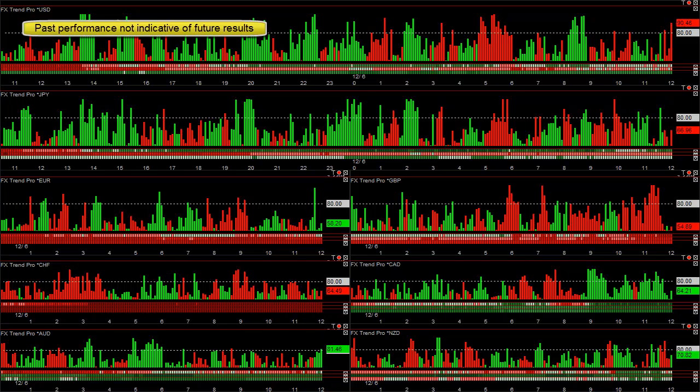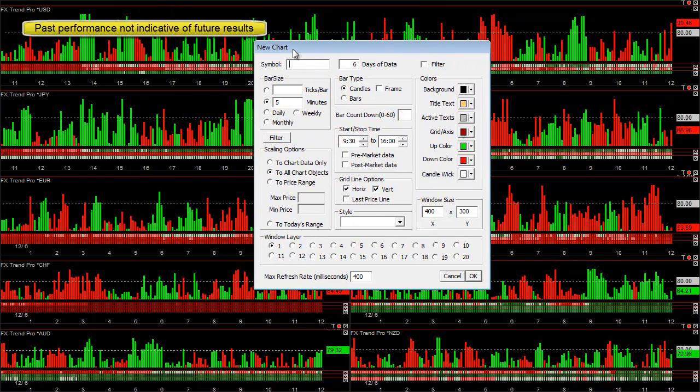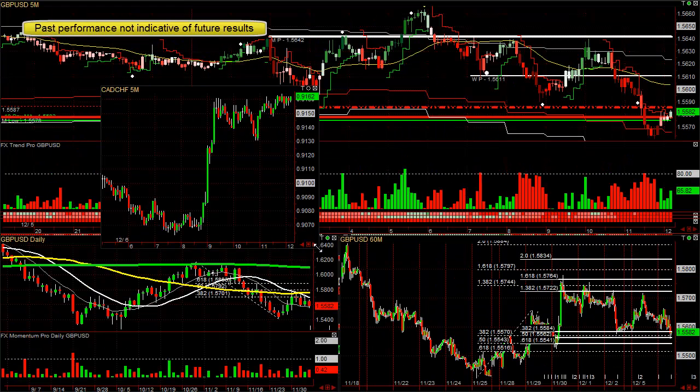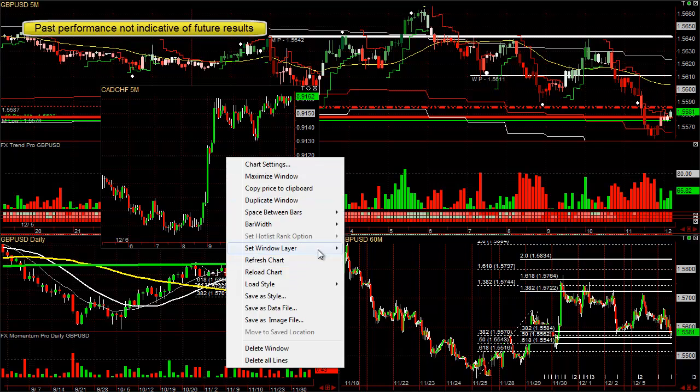So these are currencies that we don't typically leave running overnight. So we'll look at the CAD Swiss. This is very likely to go up. Strong CAD, weak Swiss after 9 o'clock. Let's take a look. Let me put this on layer 20.